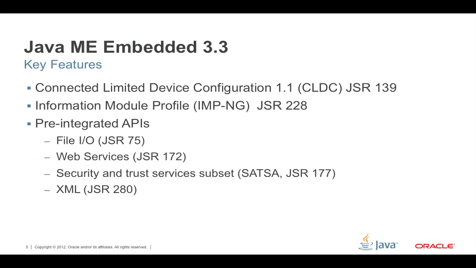In addition to those, we also have some other APIs. So there's things like the ability to do file input and output, there's some web services capabilities that you can use, there's some additional security and trust services, and you can even do things like XML processing from within Java ME.